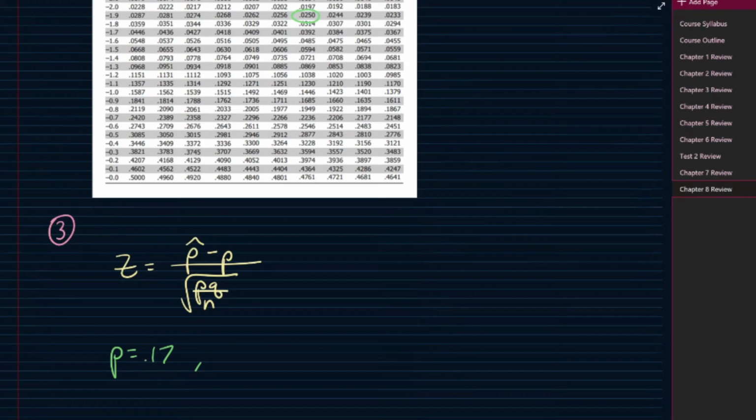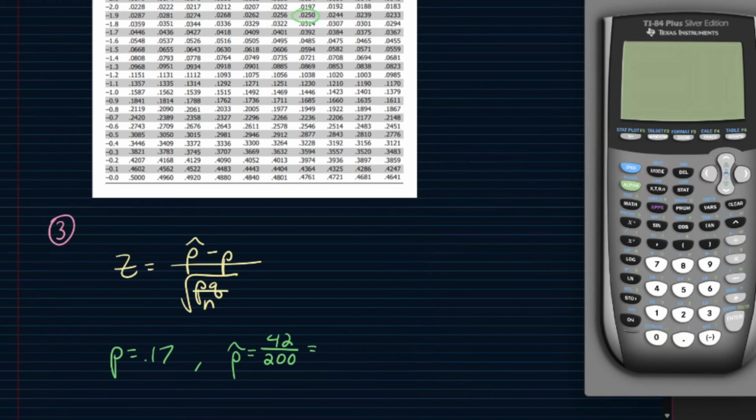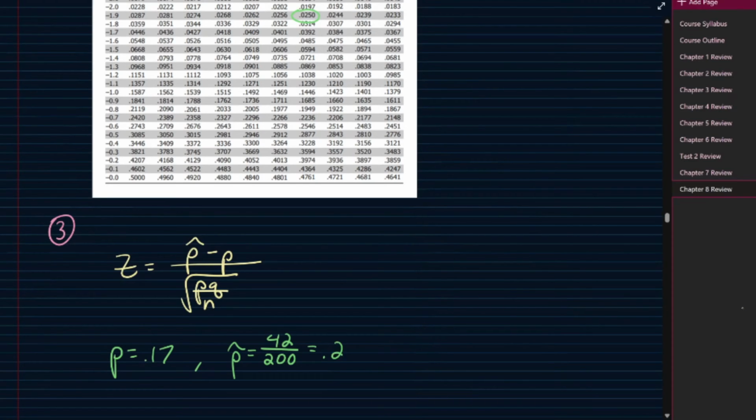Remember, p hat, that's the sample proportion. Since she selected 200 people and 42 of them were obese, we do 42 over 200. Let's cut it off with 2 decimals. Let's leave everything with 2 decimals, but I think this is only 2 decimals anyway. 0.21. That's our p hat. So we know p, we know p hat.